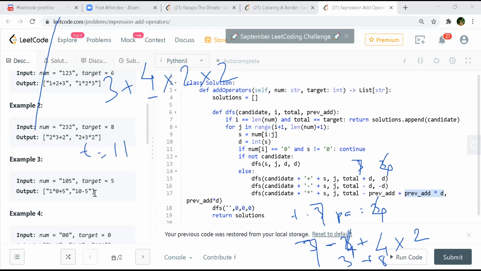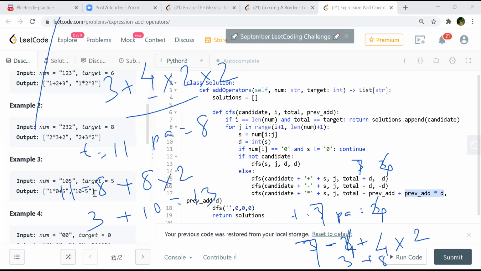And the previous add will be 4 into 2, so previous add will be 8. Correct. So now you are done with this. Then you come to multiplication again, the same thing. Now if you do the same, T is 11 minus 8 plus 8 into 2, right? So 11 minus 8 will be 3, and then 8 into 2 will be 16. So this will be 19, right?